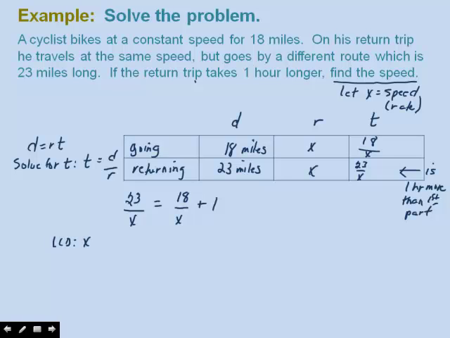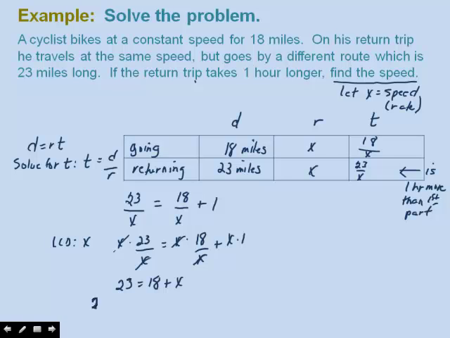So looking at this, our LCD would be just x. So we're going to multiply each rational expression on both sides by x. We have x times 23 over x equals x times 18 over x plus x times 1. It's easy to forget this part of multiplying the x times whole numbers, but you have to do that part too. Now we can cancel out the x's here, and we can cancel out the x's here. So we have 23 is equal to 18 plus x.